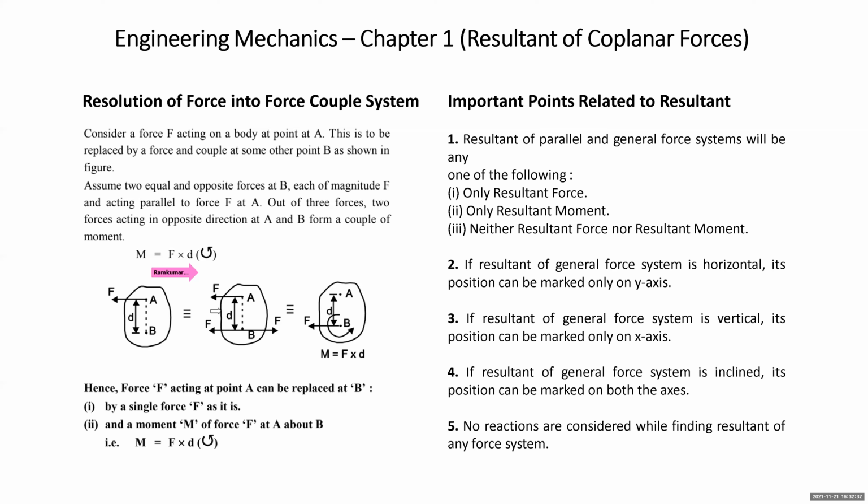But this force is still left out, or not? So in the third diagram, I have shown the left out force F at B, and I have shown the moment as F into D anti-clockwise. So we can say that with this step-by-step approach, we understood that force F applied at A is equivalent to the same force at B, and the moment which you get in this arrangement, we will remember it in this manner.